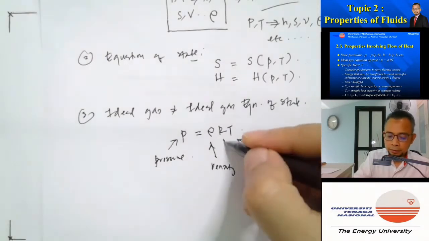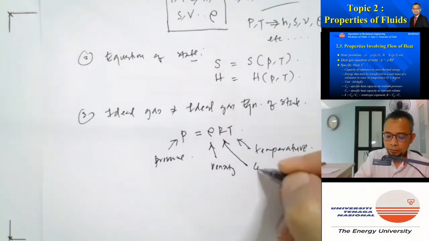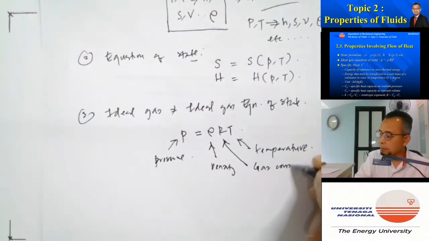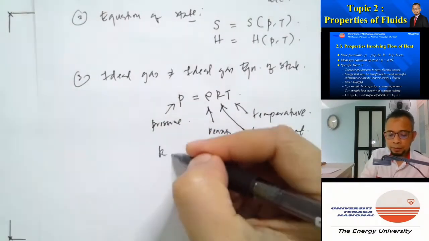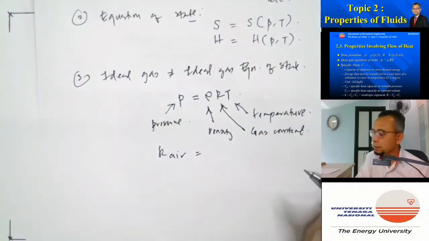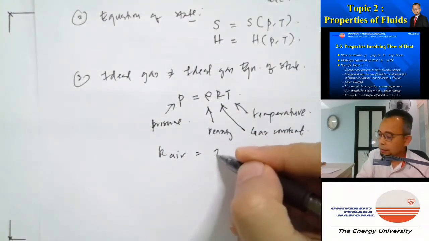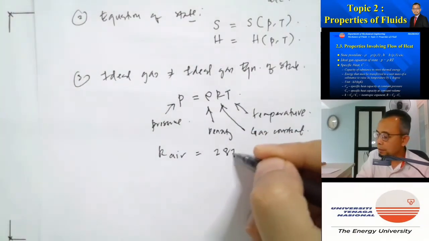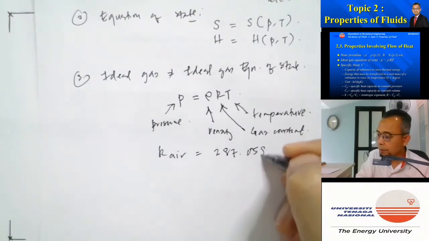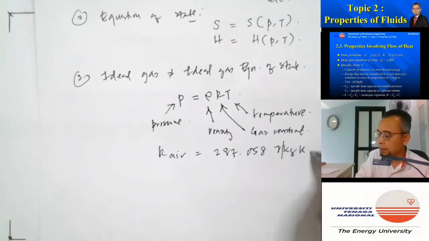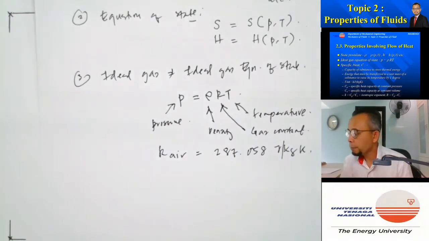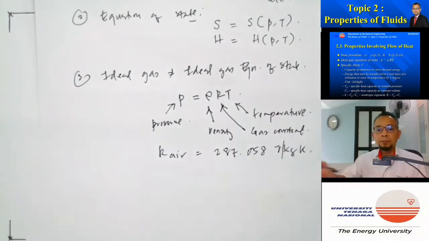And then R is what we call the gas constant. So R for air, for example, the value is 287.058 joule per kilogram Kelvin. Right.